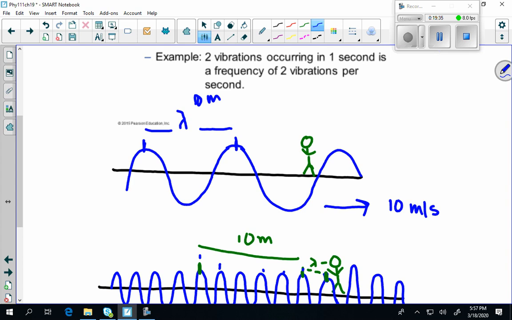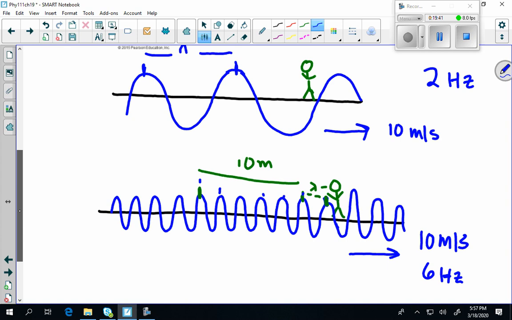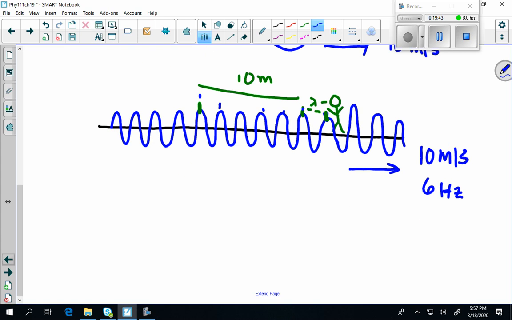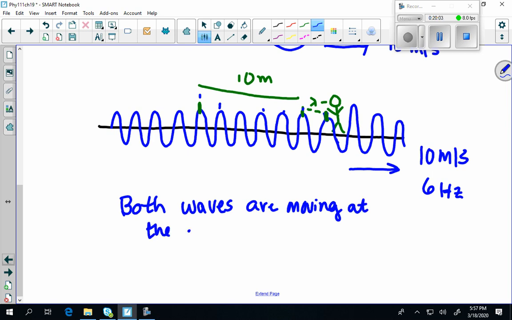Actually, in 1 second here, you would get 2 of those. You get this one and this one in that 1 second. So the second one is higher frequency. Those peaks are closer together. So both waves are moving at the same speed.